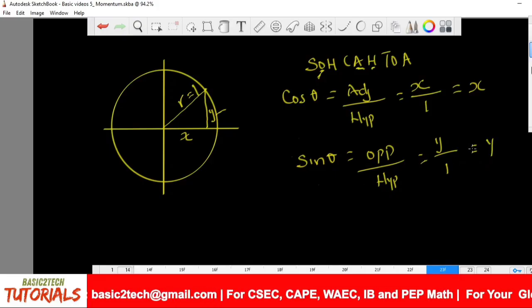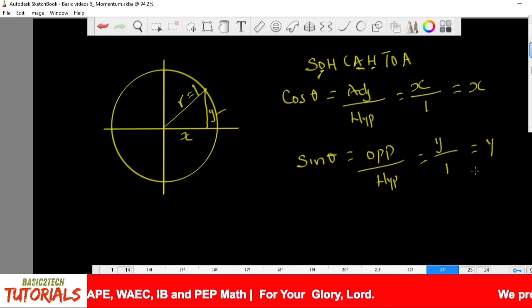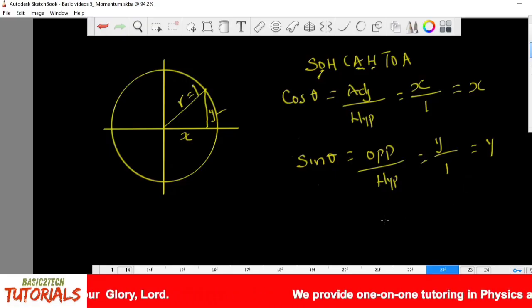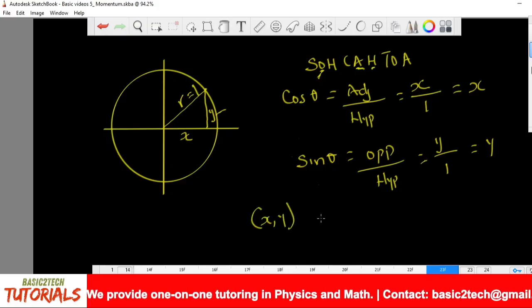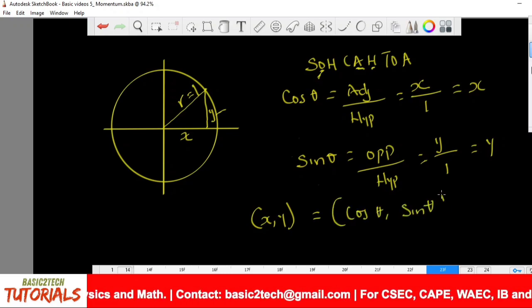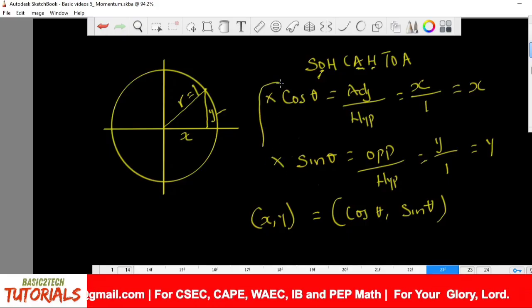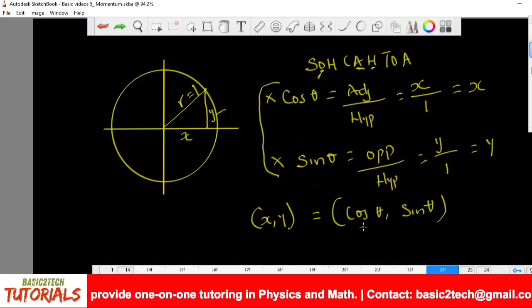So basically we have cosine literally equals the x coordinate. Sine literally equals the y coordinate. The unit circle turns trig ratios into pure coordinates. That is why we have (x, y), same as cos theta and sine theta. So from these calculations, we can prove that the x coordinate is cosine theta, while the y coordinate is sine theta.